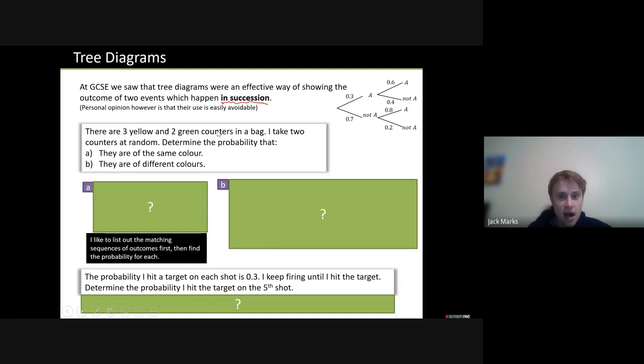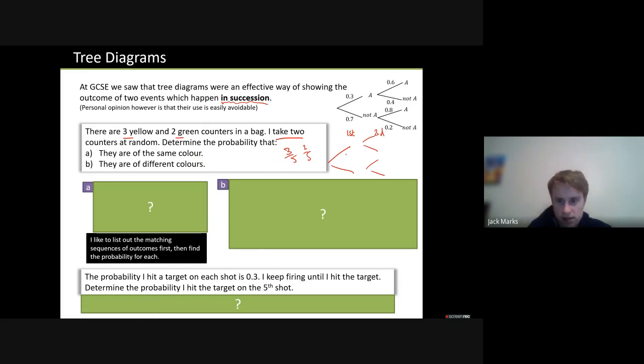There are 3 yellow and 2 green counters in a bag. I take 2 counters at random. So I take 2. This is the idea of the successive events, taking one and then taking another. Okay, so taking the first and then taking the second. Okay, the probabilities, well, if you are equally likely to pick any counter, we're talking about 3/5 and 2/5 as our starting probabilities. Determine the probability that they are the same color.